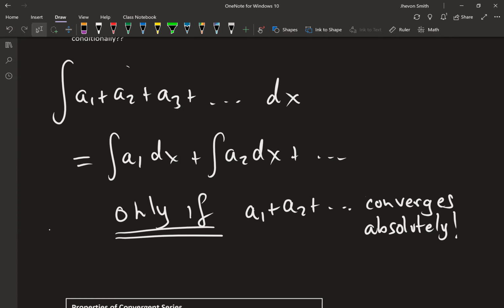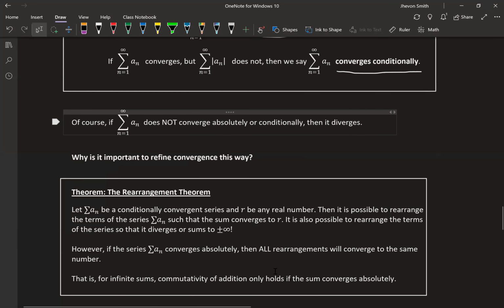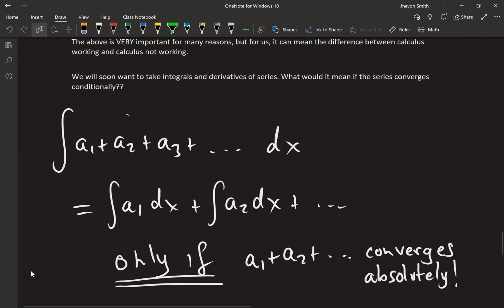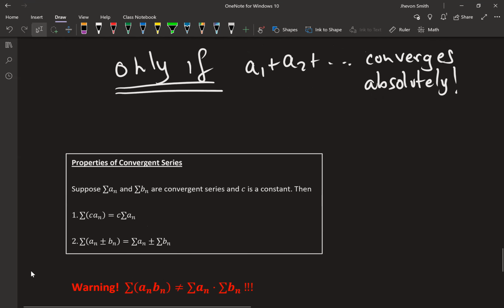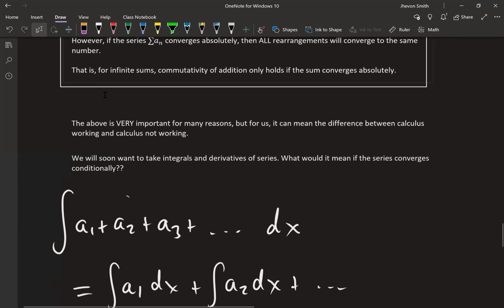So a series can add up to something. However, if it adds up to something in a conditional way, it turns out you can rearrange the terms to add up to something else. However, if it's absolute, all rearrangements will add up to the same thing. This is a very important idea, and it's called the Rearrangement Theorem, thanks to Riemann. So it's going to actually be important for calculus. Series have these two properties. We'll talk about that next time.